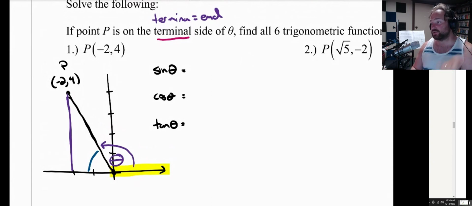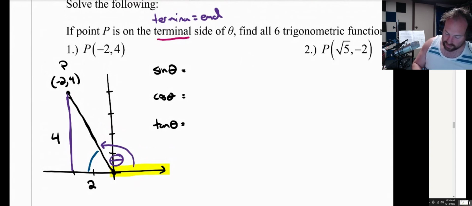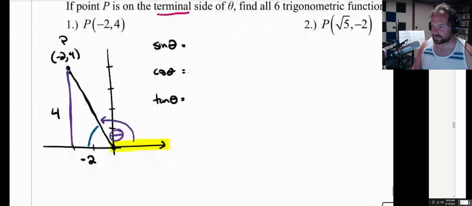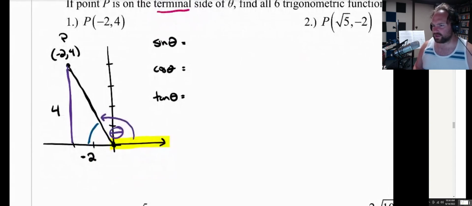In this case, it's really easy because if you're looking at the sides, we already pretty much know everything. We know this side is worth 2. We know this side is worth 4. It's probably a good idea to make sure that's negative 2. And it is. It does count as negative 2 because we're in the second quadrant. And the hypotenuse we're going to have to find with a quick Pythagorean theorem calculation. In this case, 2 squared is 4 and 4 squared is 16.